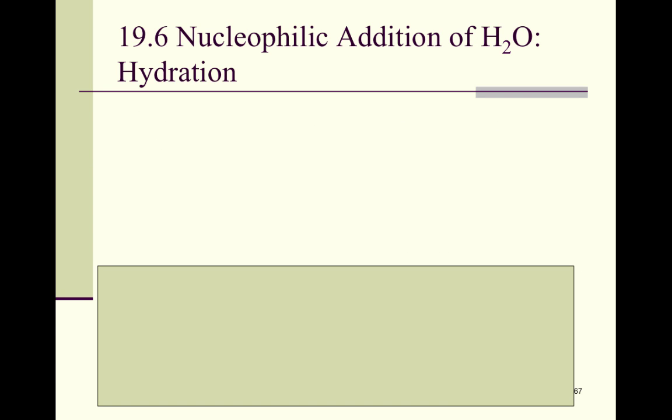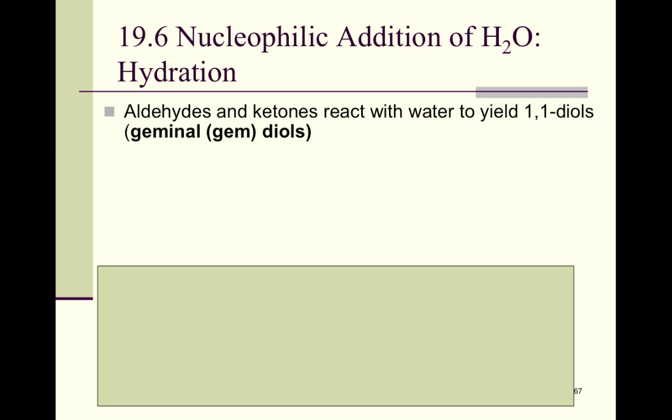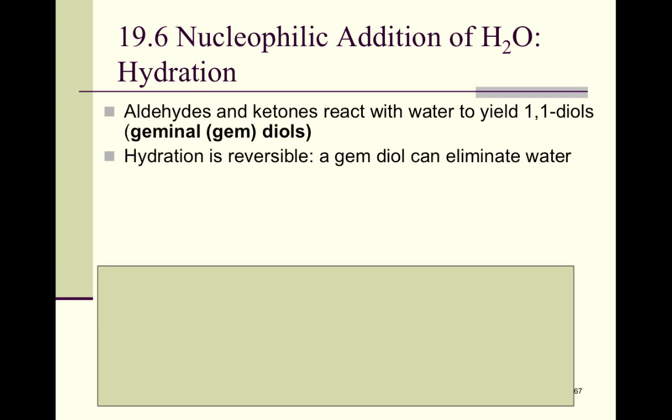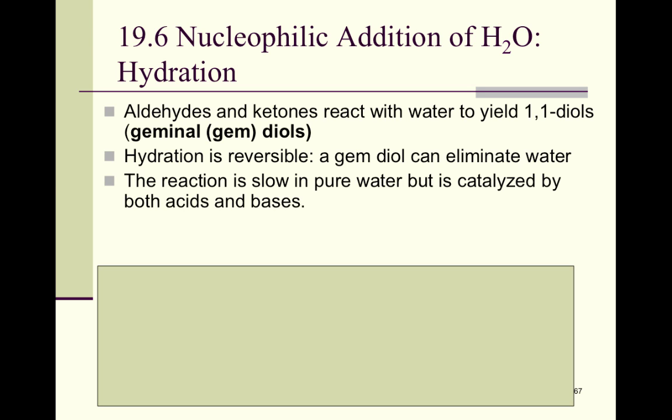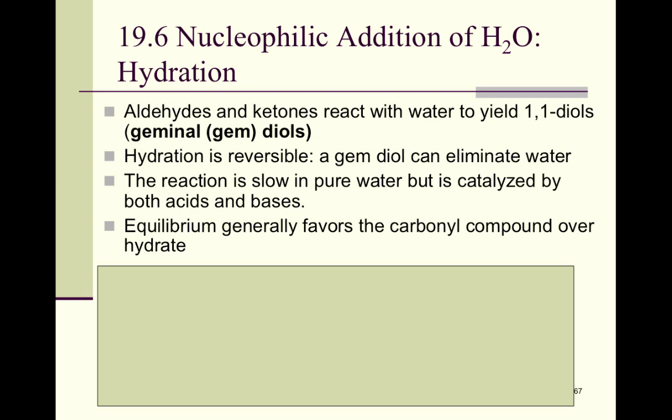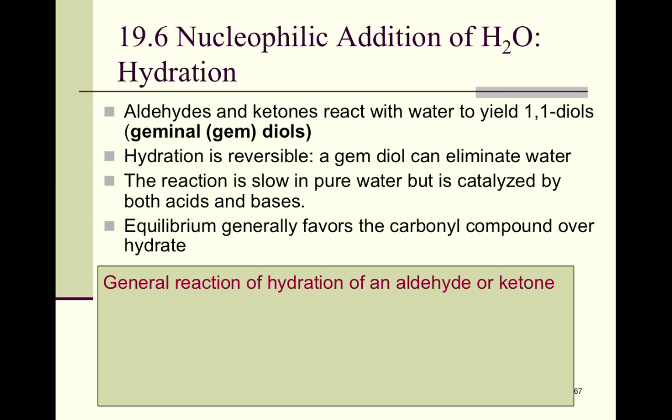So now we're going to look at the addition of the neutral nucleophile, water, hydration. Aldehydes and ketones react with water. The products are also known as geminal or gem diols. If you remember, the 1,2 diol was a glycol. Well, a 1,1 diol is a geminal or gem diol. You do need to know that group. This reaction is reversible. And the reaction is slow in pure water but can be catalyzed by both acids or bases. And the equilibrium generally favors the carbonyl compound over the hydrate.